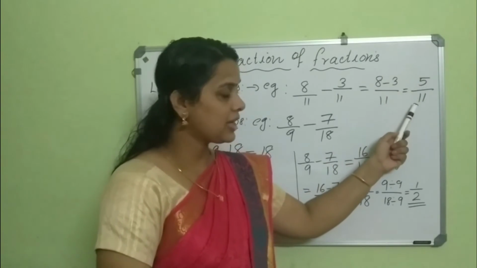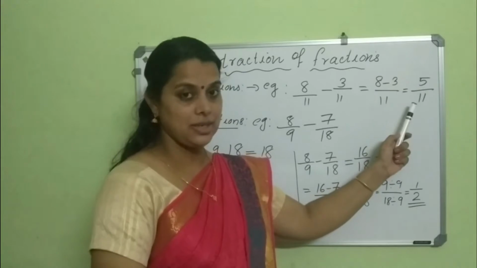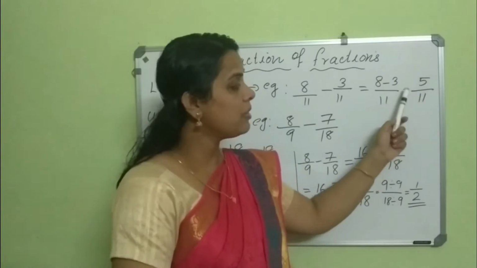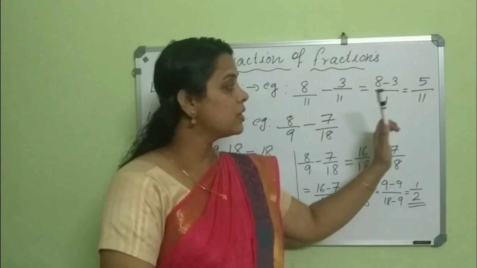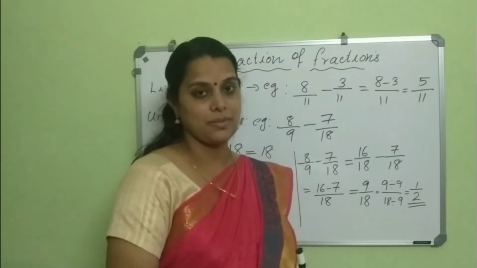It's a proper fraction, so no need to change the fractions. And we will check any common factor is there. 5 and 11, there is no common factor other than 1. So this will be the final answer.